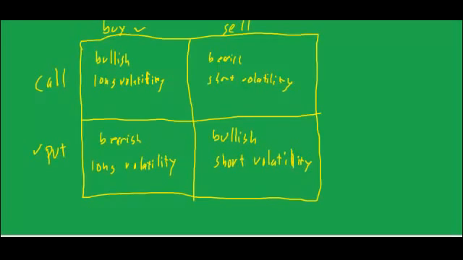So you can see you have these four possible combinations of being bullish or bearish on the stock, long and short volatility, and you can get any combination you want based on whether you buy a call, sell a call, buy a put, or sell a put. And it really pays to be familiar with these positions, understanding where you are in these terms. And I'll leave it at that.